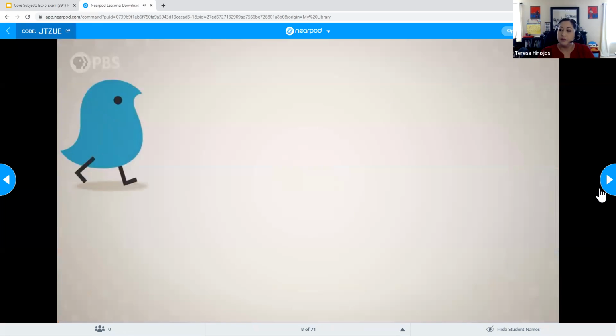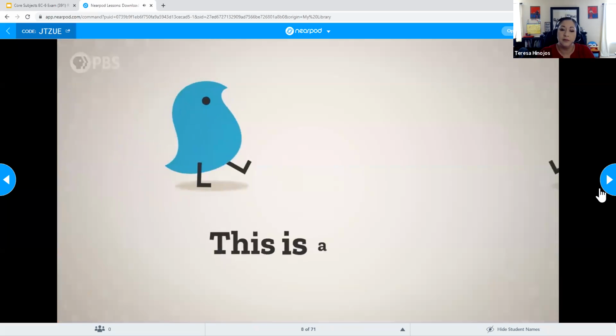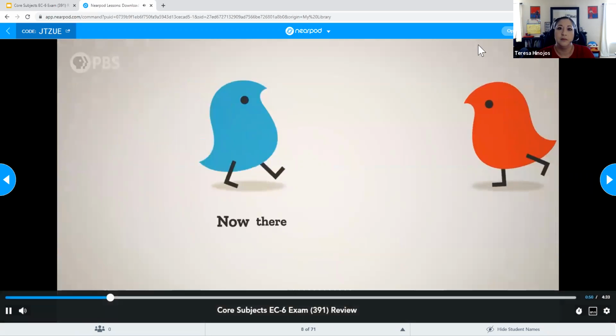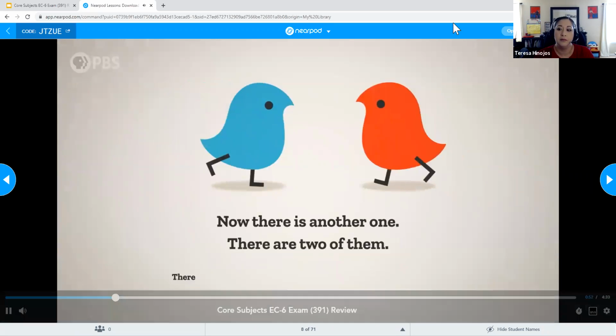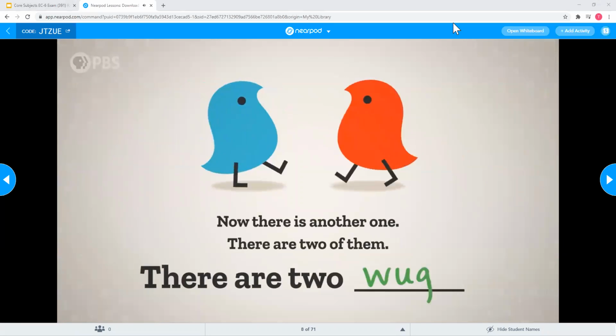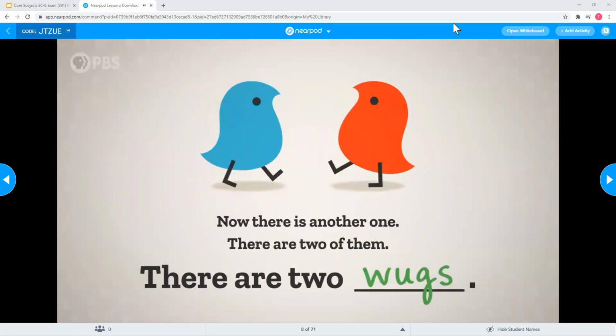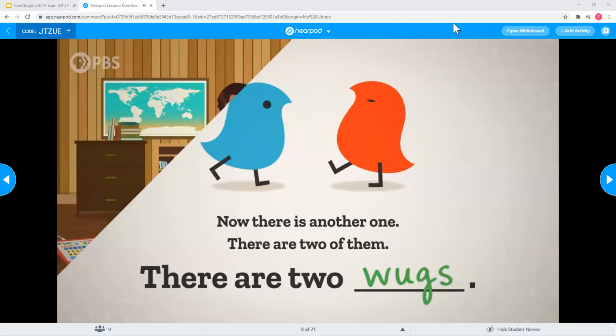Are you ready to do a linguistics experiment? Okay, this is a wug. Now, there's another one. There are two of them. There are two. If you said wugs, congratulations. You're doing as well as a toddler acquiring English.